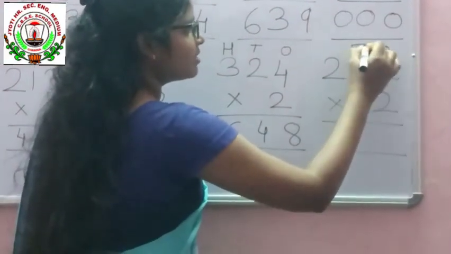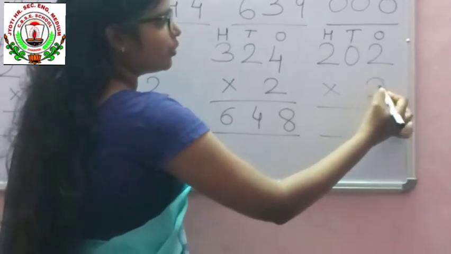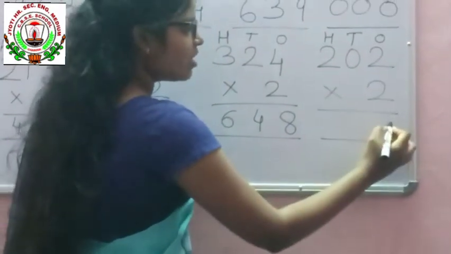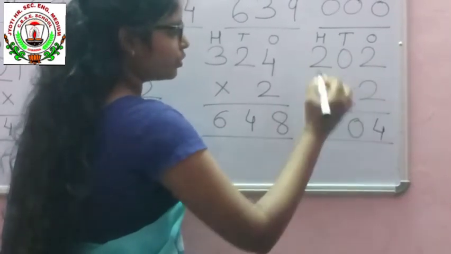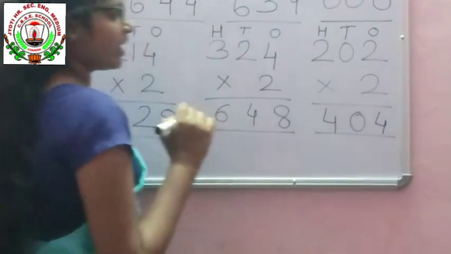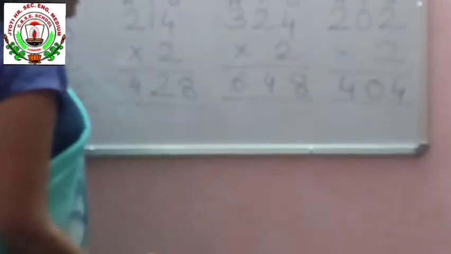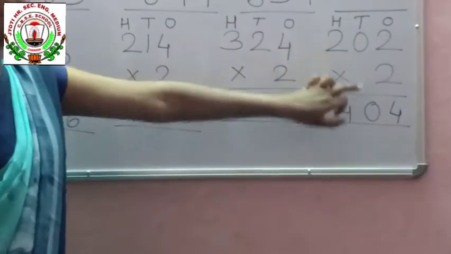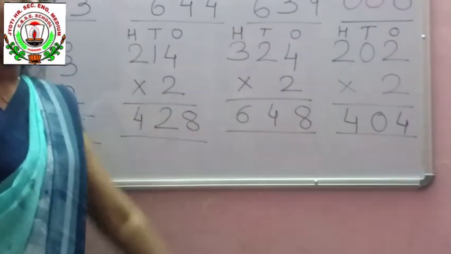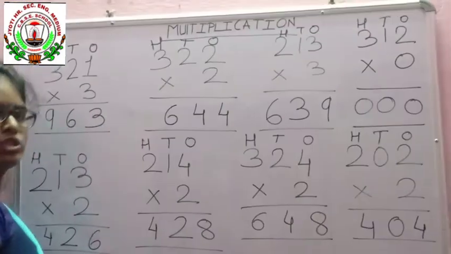Again ones, tens, hundred. So here 202 into 2. 2 twos are 4. 2 zeros are 0. 2 twos are 4 again. Okay. So you know that if you multiply any number with 0, you get 0 itself. Okay students, these all are the simple questions.